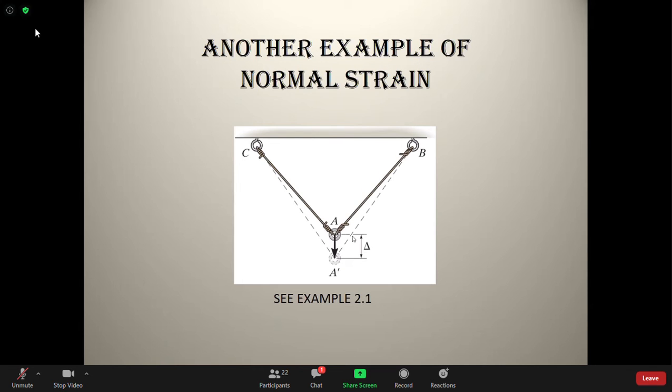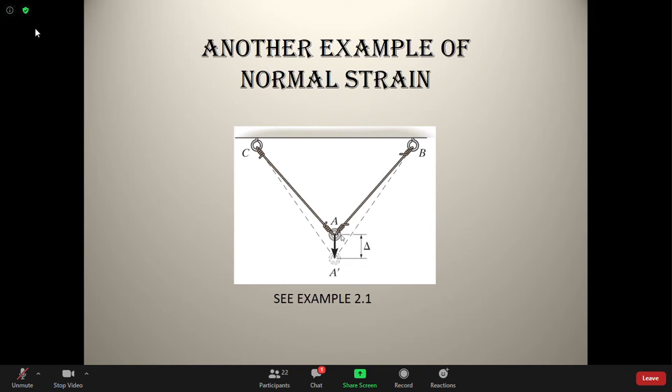Now, there will be strain in both the chords AB and AC. How will you define that strain? I'd like you to write it in your notebooks. What will be the normal strain in, for example, AB? By definition, normal strain is the change in length over original length. Now here's the question, what is the change in length of AB? Is it A prime? Clearly that is not the change in length. The change in length will be A prime B, the new length, minus the original length AB.